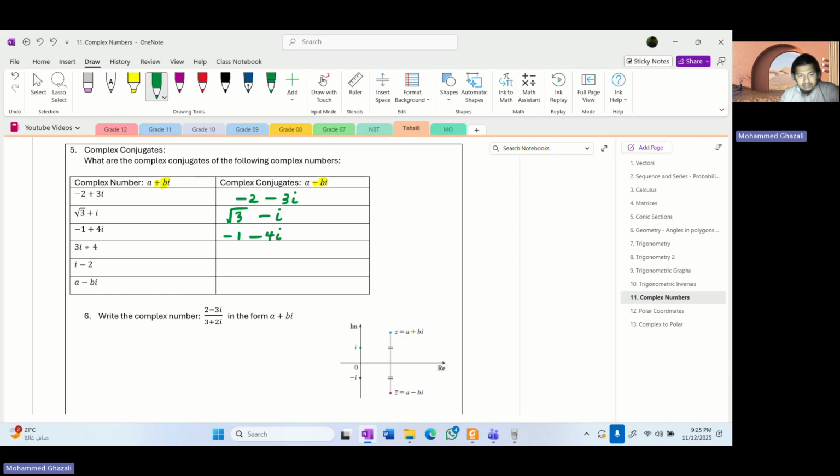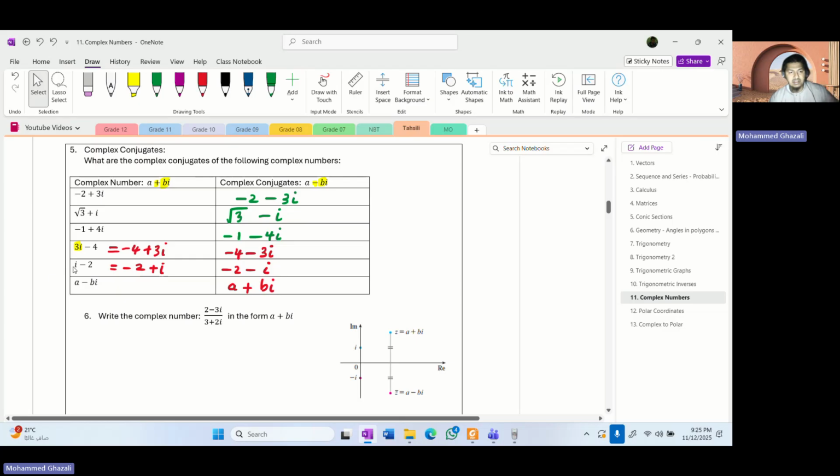3i minus 4, be careful. This is the complex part. So it becomes minus 4 minus 3i. Just rearranging. Remember, it's minus 4 plus 3i. So that will become minus 4 minus 3i. Next one is i minus 2. It's the same thing as saying minus 2 plus i. So this will become minus 2 minus i. This is a minus bi, so it does become a plus bi. I hope you understood that. Just the complex part becomes negative. It's already negative, so make it positive.